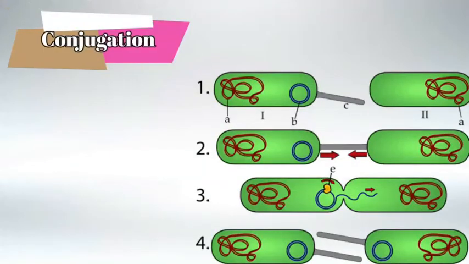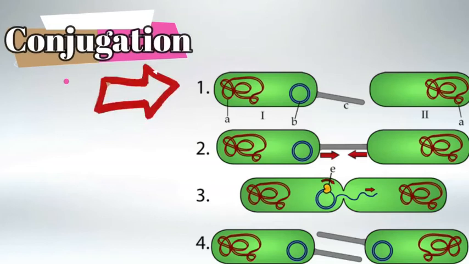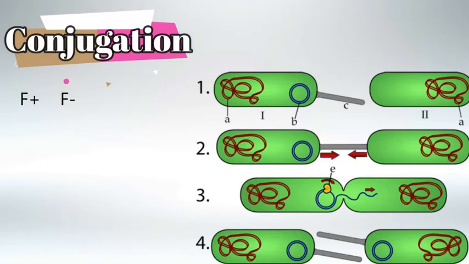Now let's talk about conjugation. So some bacteria have a sex pilus, and we call these bacteria F positive, and other bacteria don't have this sex pilus, and we call these F negative. Keep in mind that the sex pilus is encoded by the bacterial plasmid, not the bacterial chromosome.